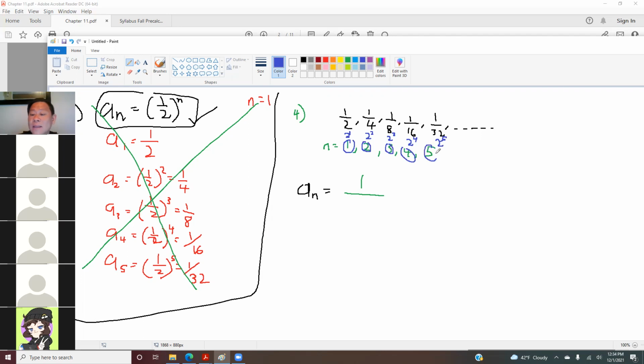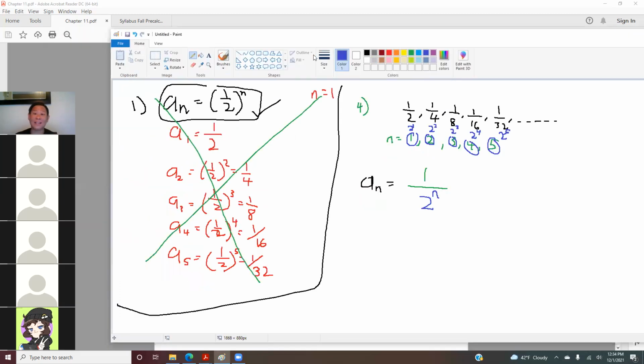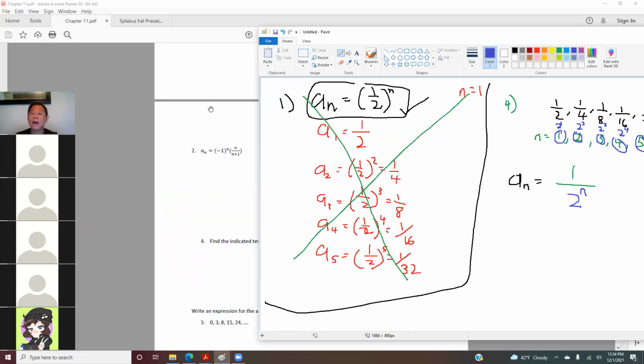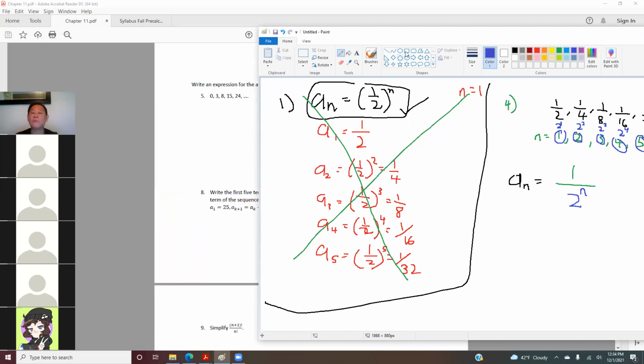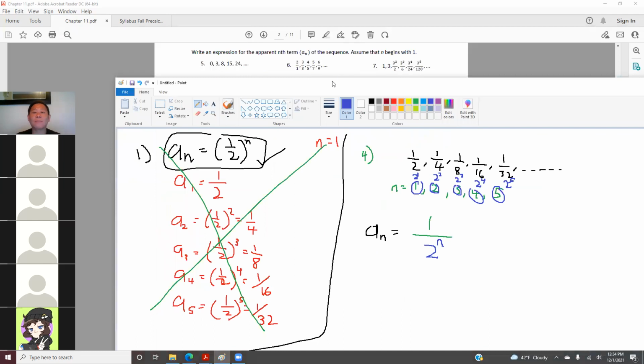So in this case, this goes to 2 to the power of 3, 2 to the power of n. That means when your n is 1, you get 1/2. N is 2, you get a fourth, an 8th, 16th, and a 32nd, and so on. So this is how you figure out the backward style. This is the tricky one in the test. This is what we call write an expression of an.